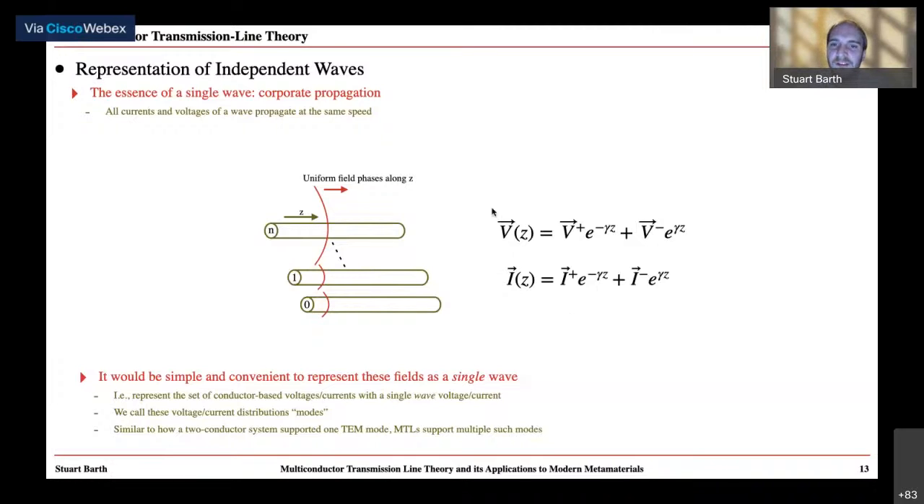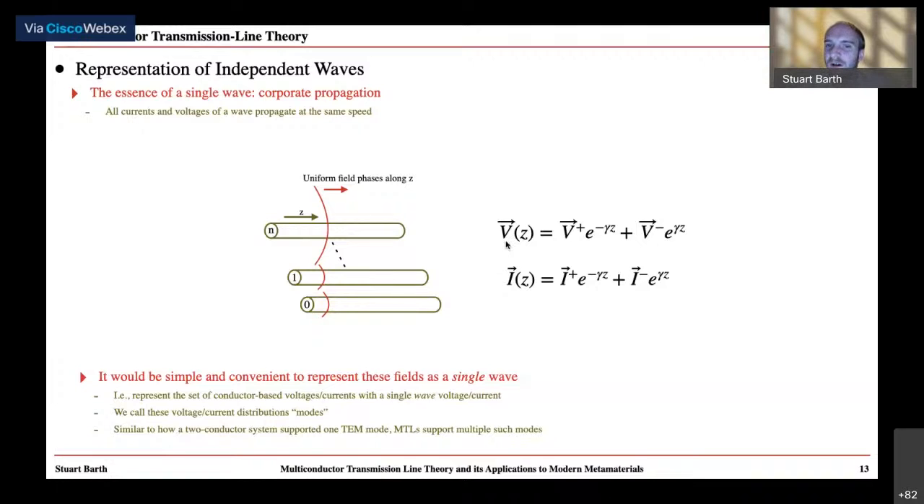Mathematically, we describe these using the equations I've shown. We simply have the voltages and the currents, and they're modulated along the length by the propagation constant of that wave. Right? Now, from here, it would be even more convenient to express these fields as a single wave, right?